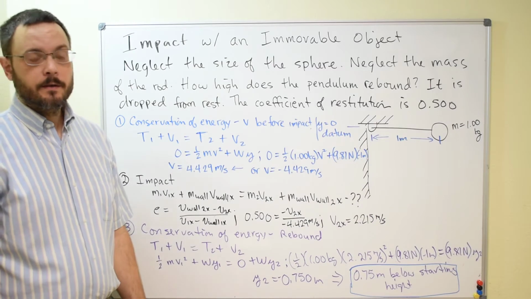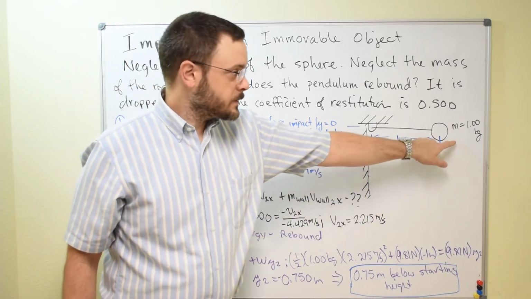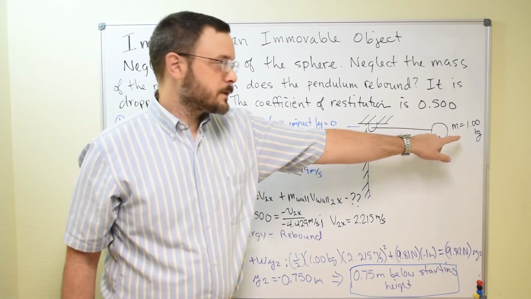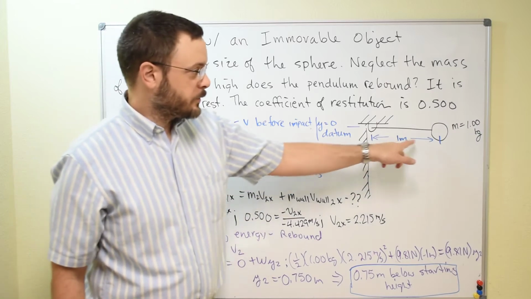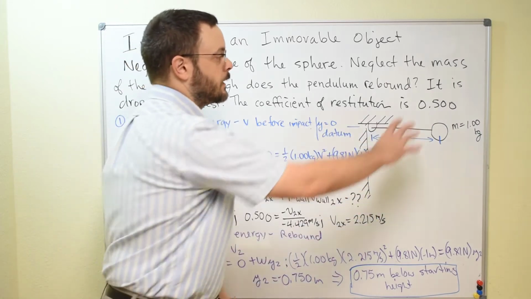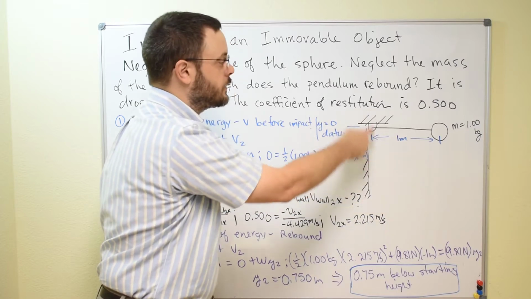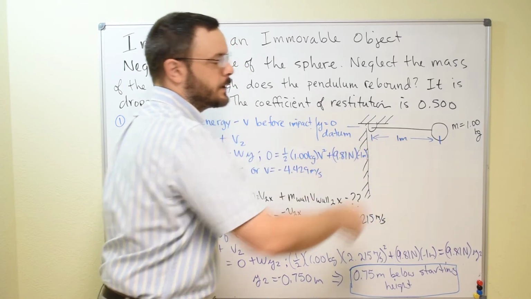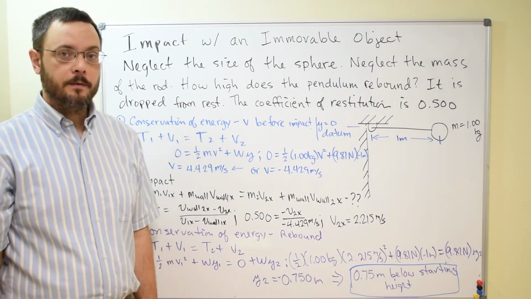The rod has negligible mass here, but it has a length of 1 meter. And then the sphere has a negligible size, but has a mass of 1 kilogram. It's starting from rest here. We drop it. It falls down, strikes 1 meter below the initial height, and then it rebounds to some kind of final height. So we want to find out what that final height is.